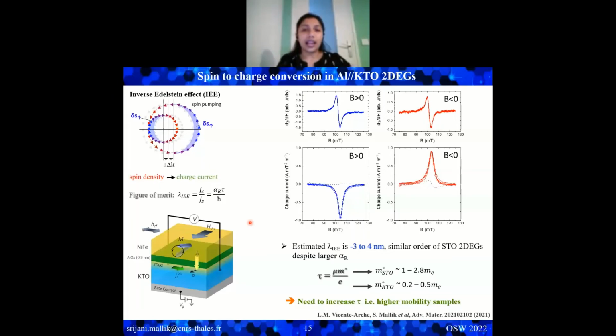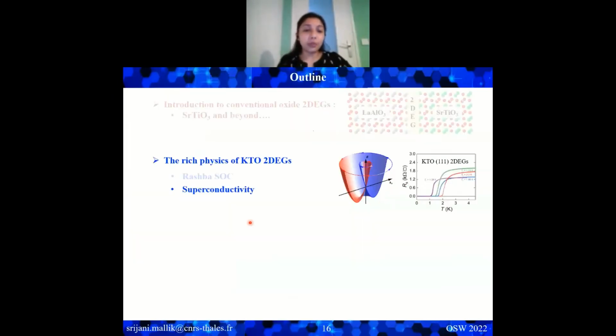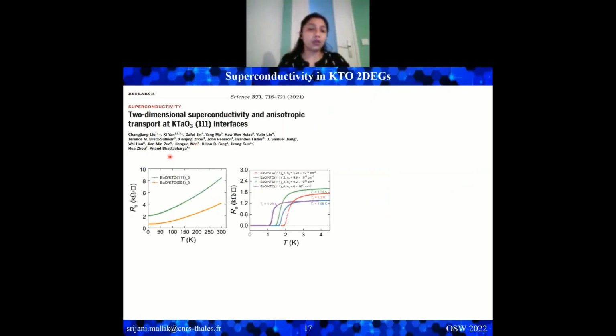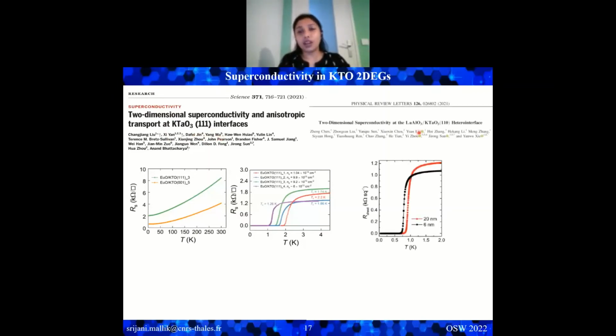And with this, I would give you another very brief piece of information about superconductivity, because it was found long ago that strontium titanate is superconducting. However, for KTO, for many years people were looking for superconductivity, but it was never possible until last year when a group from Argonne Laboratory in the US found two-dimensional superconductivity in KTO 2DEG, however, along the 111 direction. And just after that, it was also discovered that the KTO 110 direction is also superconducting.